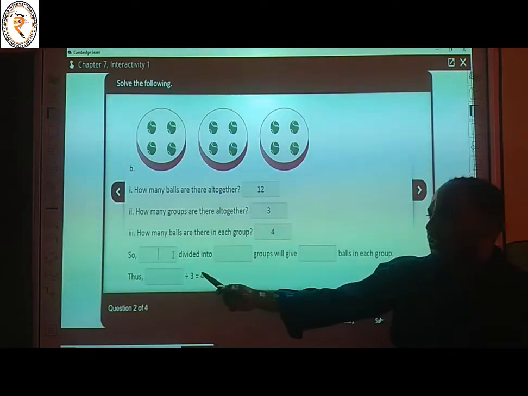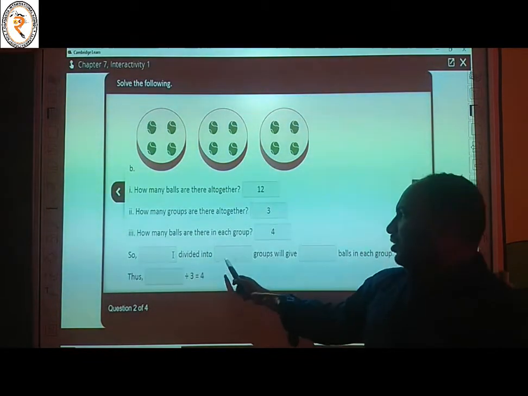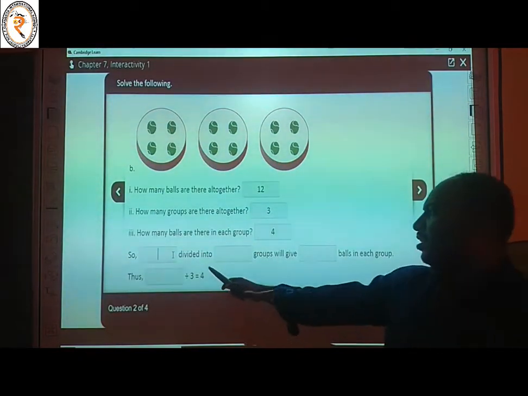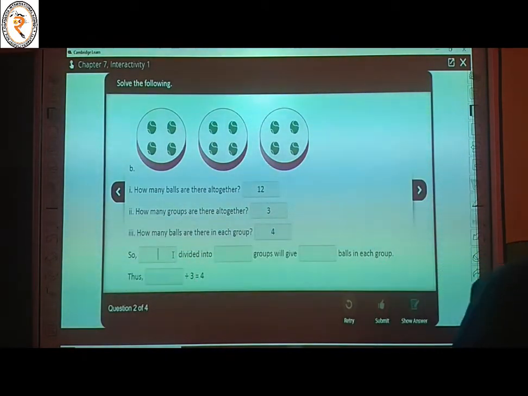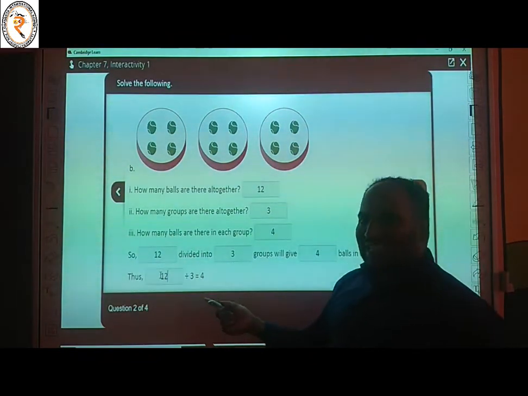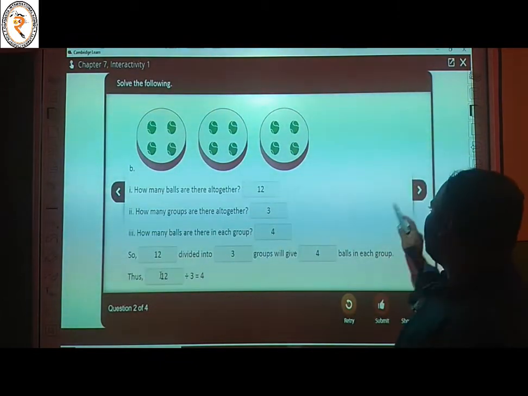So 12 divided into 3 groups will give 4 balls in each group. Thus 12 divided by 3 is equal to 4.